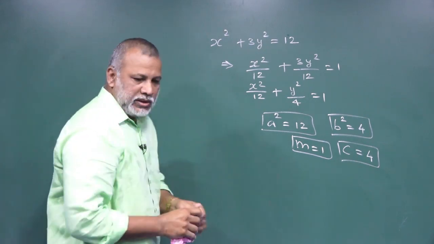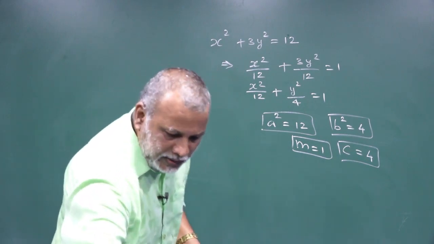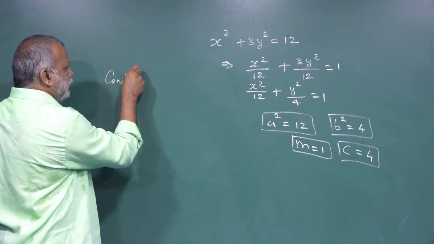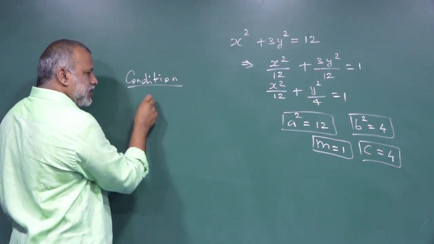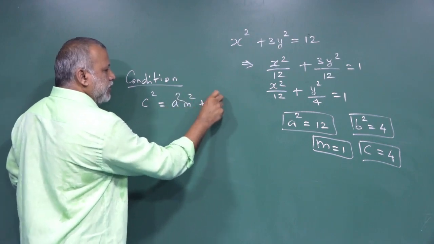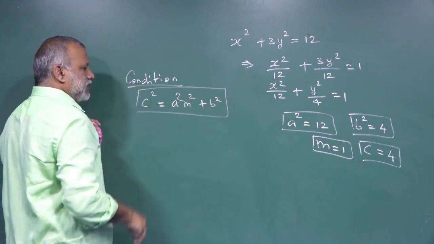Required condition. What is the required condition? c squared equal to the required condition for the line. We need to prove the condition: c squared equal to a squared m squared plus b squared. This is the required condition.